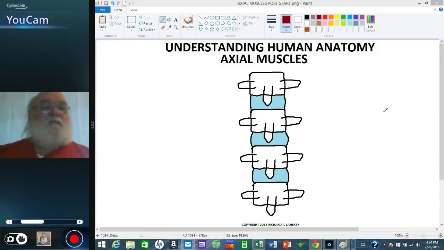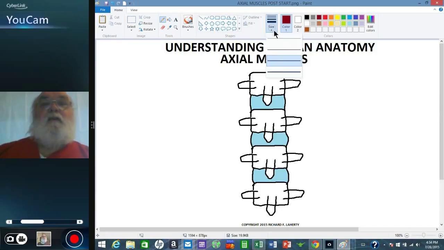Now, let's start with a muscle that is attaching to the transverse processes of these vertebrae.